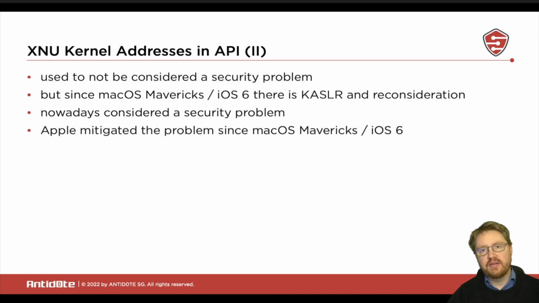But then came iOS and stuff got more important, and we got KSLR in iOS 6, and now suddenly leaking addresses in kernel land to user land processes is a big deal, because we don't want KSLR to be broken by simply, for example, querying a sysctl interface. Because of that, Apple started to mitigate this problem since macOS Mavericks, also known as iOS 6.